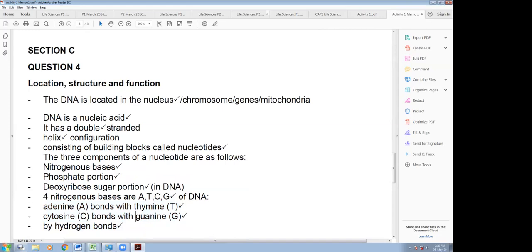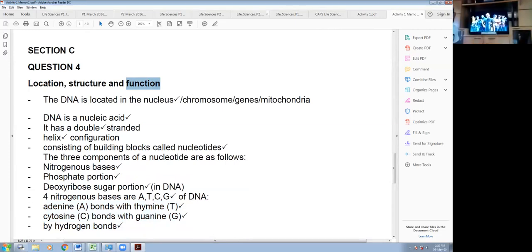And then the last part was they asked also for the function of DNA. What are the functions of DNA?